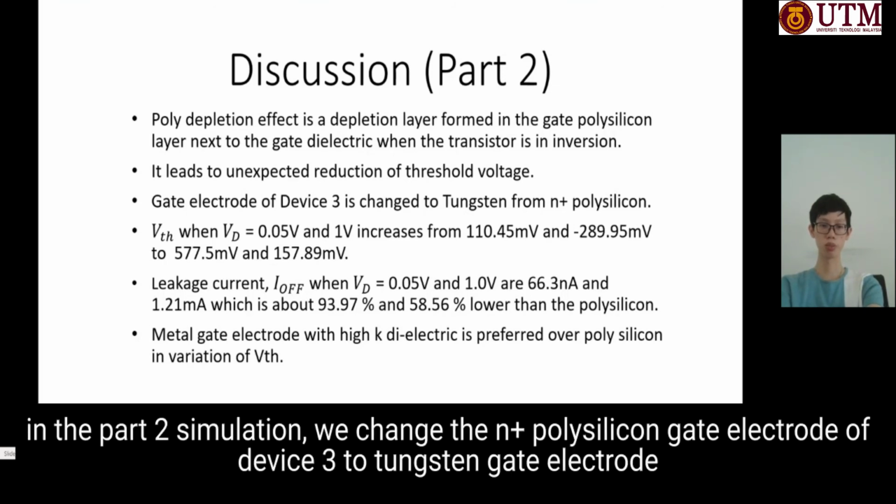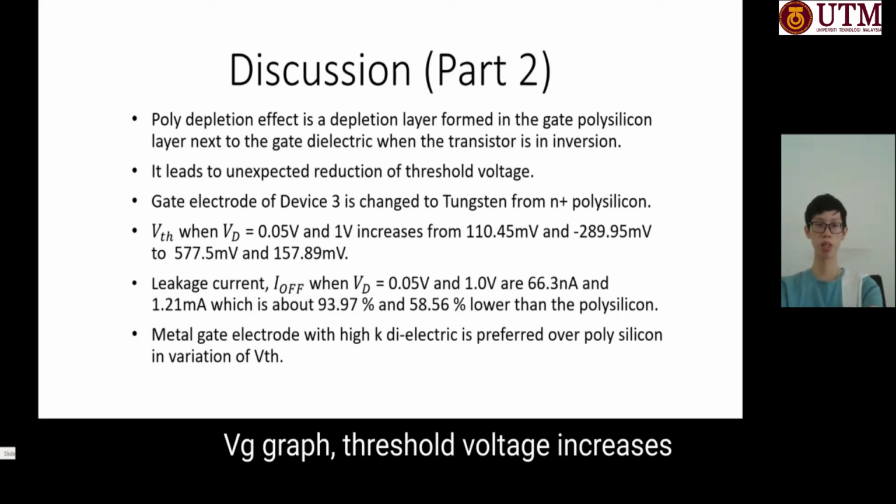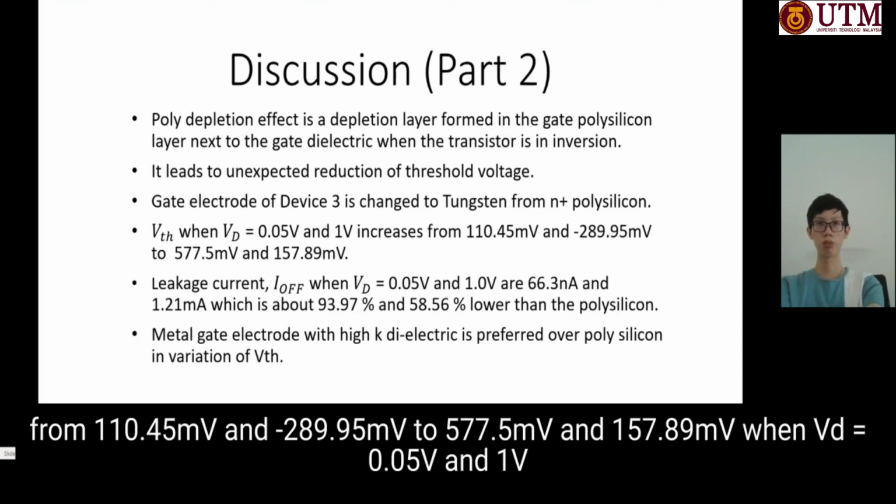In the part 2 simulation, we changed the N+ polysilicon gate electrode of device 3 to a tungsten gate electrode. From the simulation results, in the ID-VG graph, the threshold voltage increases from 110.45 millivolts and negative 289.95 millivolts to 577.5 millivolts and 157.89 millivolts when VD equals 0.05 volt and 1 volt.